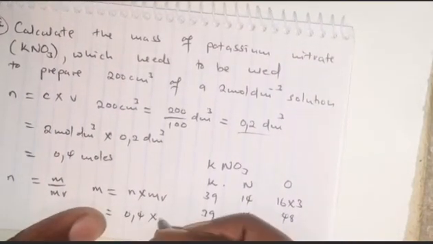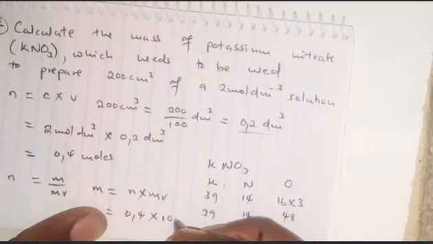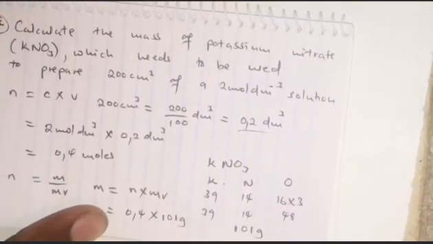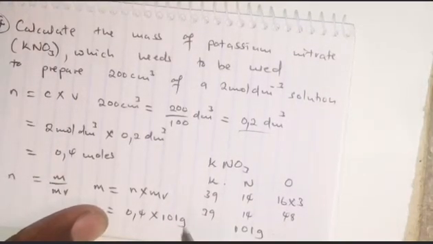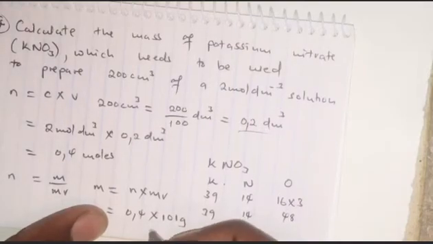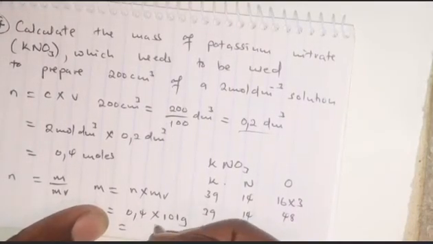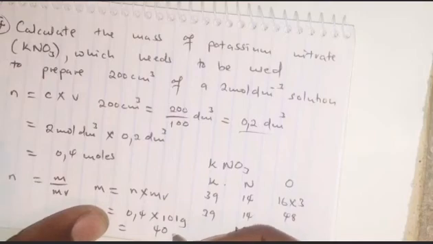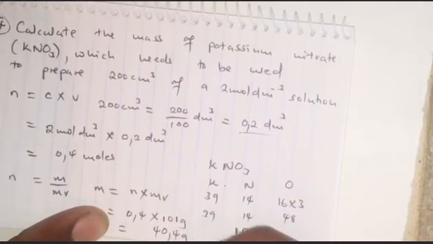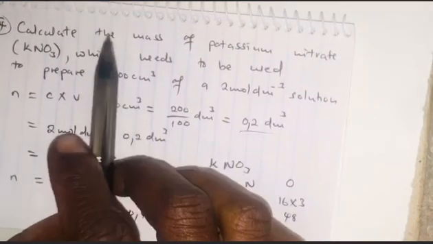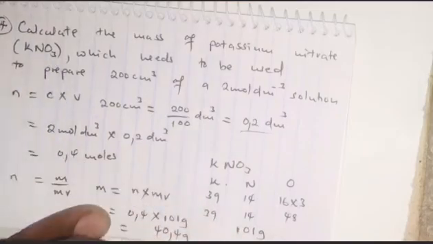So 0.4 multiplied by 101 grams. Then punching this on the calculator, it gives me 40.4 grams as the mass of potassium nitrate.